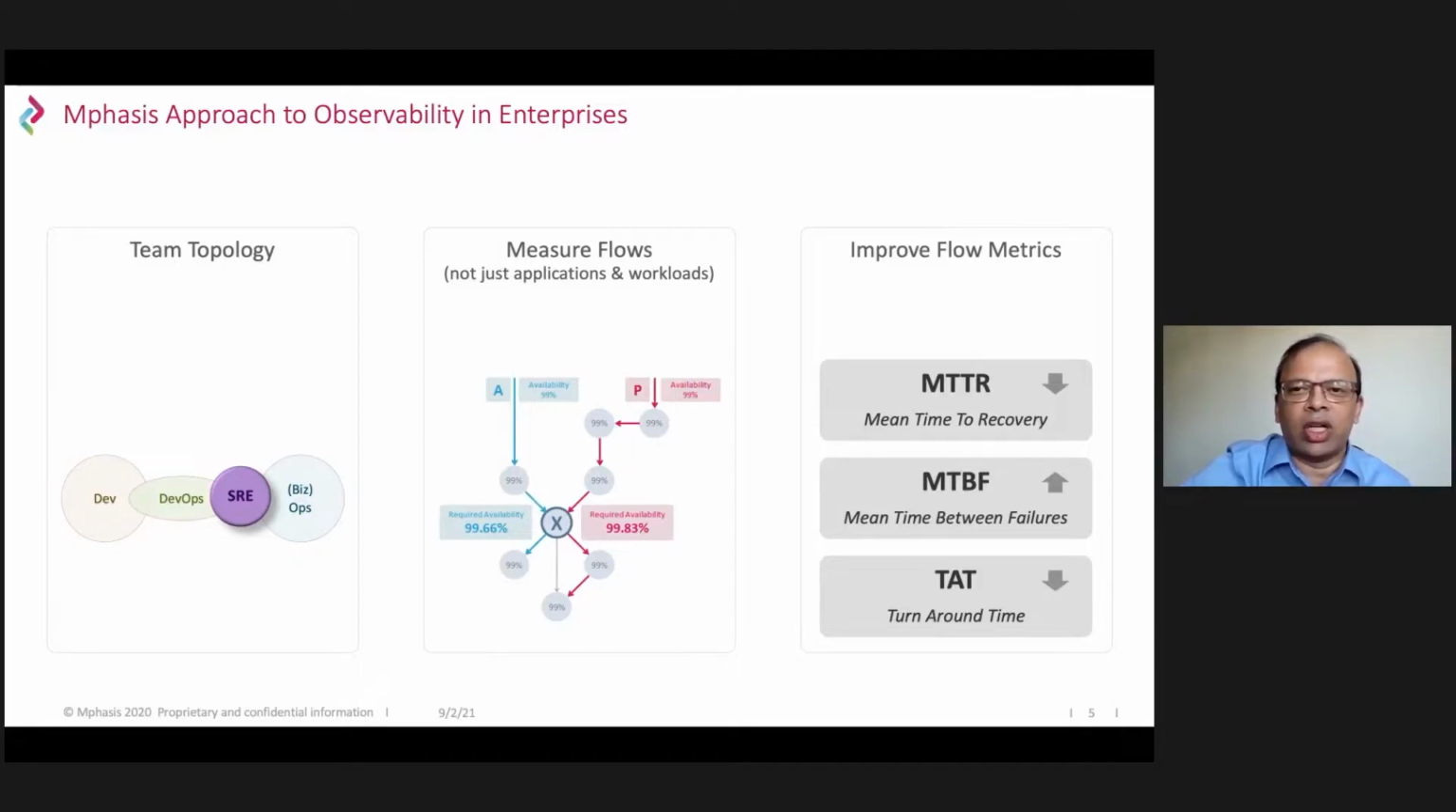And the third thing that we do is, if we measure everything, that is good enough. But ultimately, the success is really in these three metrics that we need to improve. Mean time to recover is obviously easy to understand. If there is an incident, we want to recover quickly. The second part is you want to avoid how quickly these incidents are happening. You want to delay that.